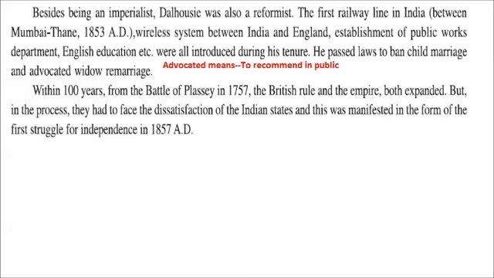And within 100 years from the Battle of Plassey in 1757, the British rule and the empire both expanded. But in this process of taking over the whole of Indian regions, the Britishers had to face the dissatisfaction of the Indian states, and this was clearly shown, that is manifested, in the form of the first struggle for independence in 1857. So what was the result of the dissatisfaction of the Indian states against Britishers? That they carried out the struggle for independence in 1857.